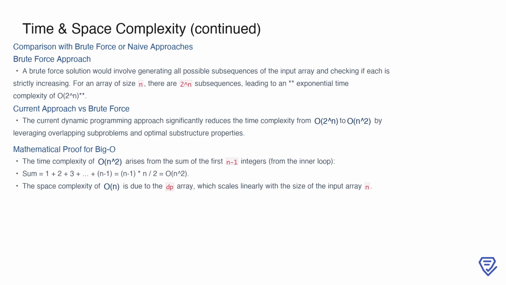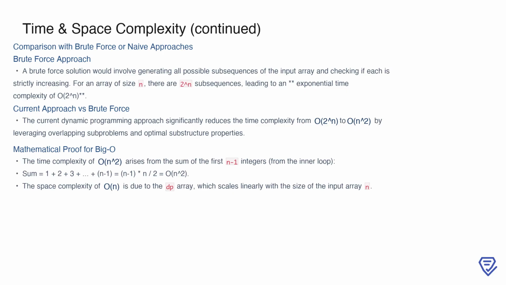A brute force solution would involve generating all possible subsequences of the input array and checking whether each subsequence is strictly increasing. For an array of size n, there are 2^n possible subsequences, making the time complexity exponential at O(2^n). In contrast, the dynamic programming solution leverages the properties of overlapping subproblems and optimal substructure to drastically reduce the time complexity to O(n^2).